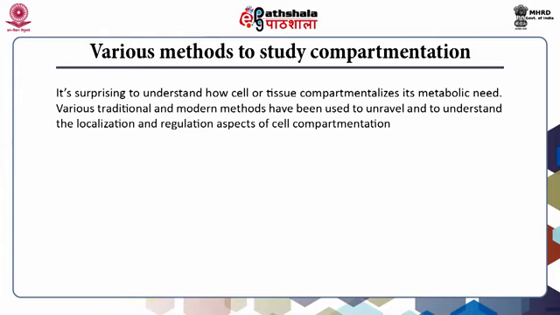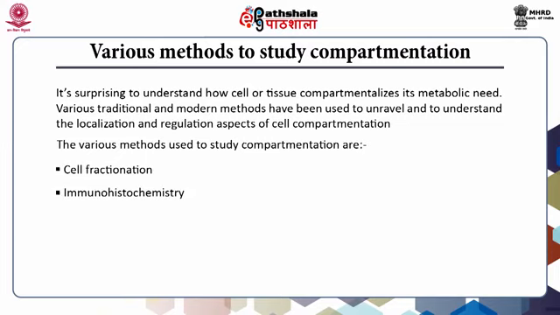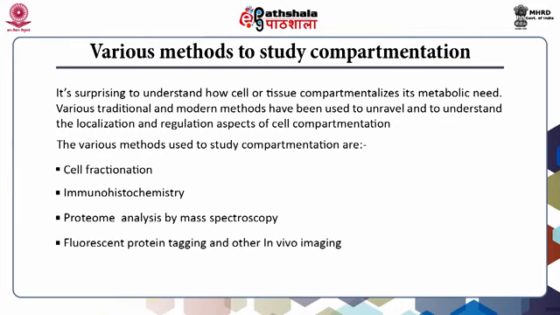Being so important, various traditional and modern methods have been used to unravel and understand the localization and regulation aspects of cell compartmentation. The various methods used to study compartmentation are cell fractionation, immunohistochemistry, proteome analysis by mass spectroscopy, fluorescent protein tagging and other in vivo imaging, and computational or in silico approaches. Let's briefly discuss more on these.